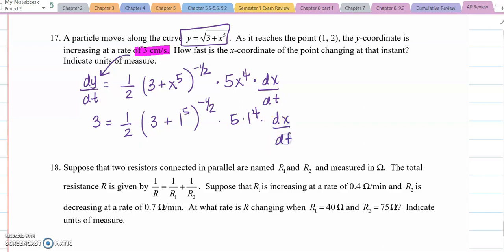The nice thing about any related rates problem is they will give you enough information except for the one thing that they ask you to find, and so you're just going to have to plug in a bunch of numbers. All right, so here we go. 3 is 1/2 times 4 to the negative 1/2 times 5 dx/dt.